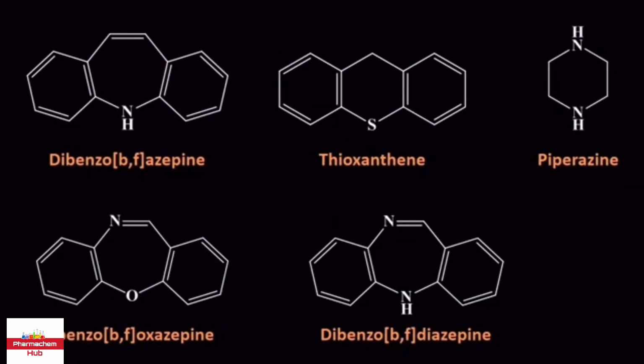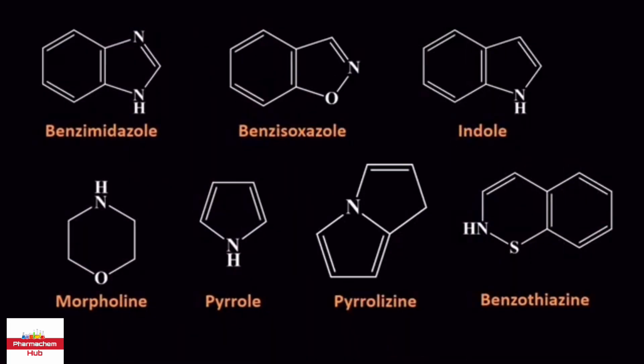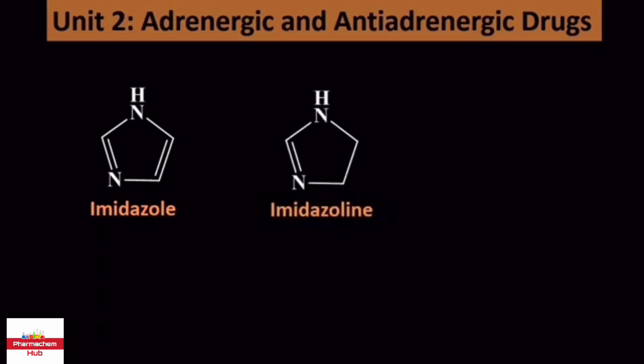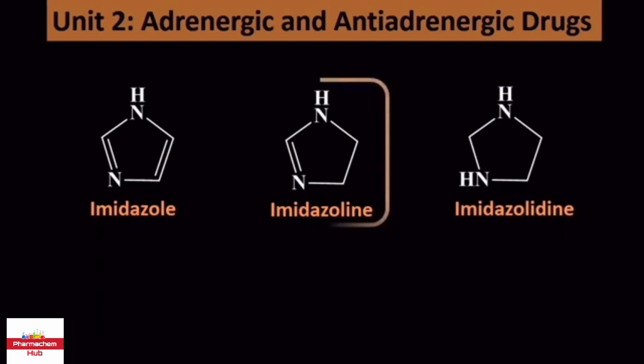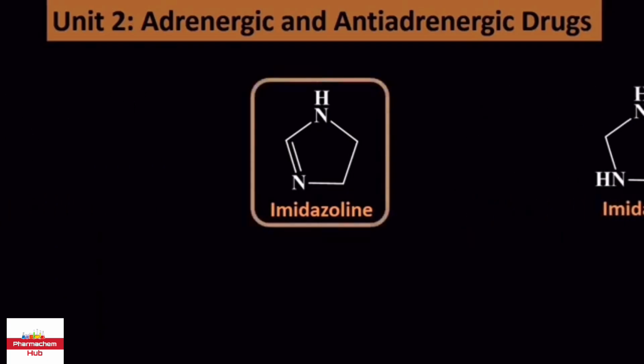So, in upcoming videos, I will provide you the tips for remembering the structures on the basis of all these heterocyclic rings. As the video is getting longer, here I will explain how to remember drugs based on one heterocyclic ring. I think all of you know the structure of imidazole. If you reduce one double bond, then imidazole becomes imidazoline. And if you reduce both the double bonds, then it becomes imidazolidine. In Unit 2, 6 drugs acting on alpha-adrenergic receptors have this imidazoline nucleus. So let's see what are the structures of those drugs.